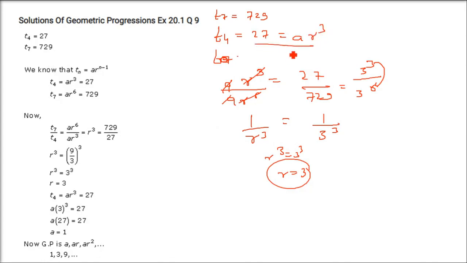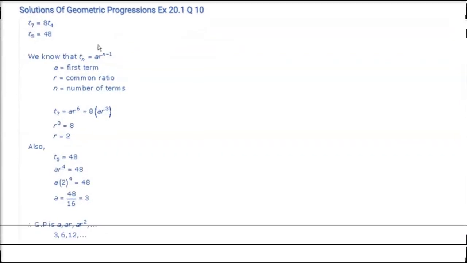Now you put in any of these equations. A r cube equals 27. R you put as 3, 3 is 9, 9, 3 is 27. So that is 27 equals a r cube. I am putting r as 3. So 3 into 3 into 3, 27, 27 cancels. A equals 1. So now we have to find the GP. GP can be found out by a, ar, ar square. A is 1. Then 1 into 3, then 1 into 3 into 3 like this.